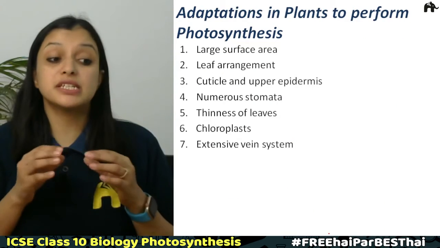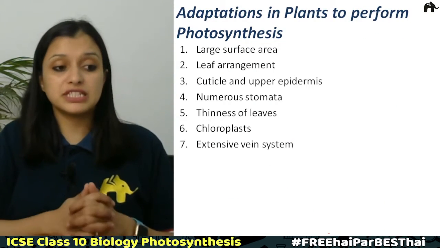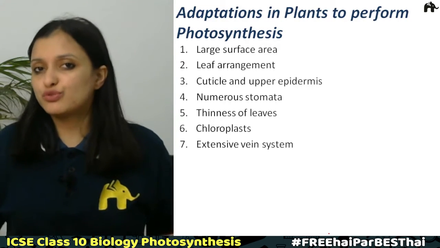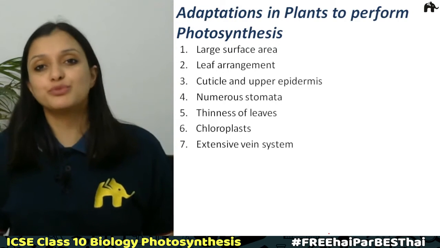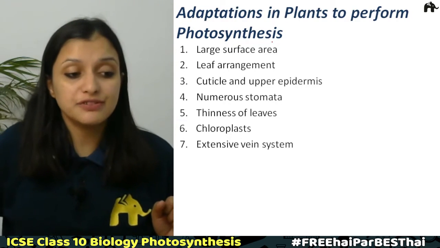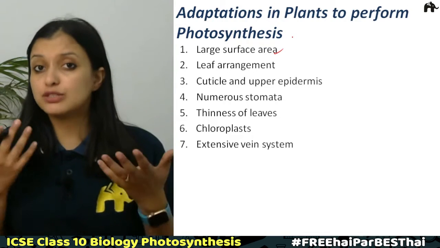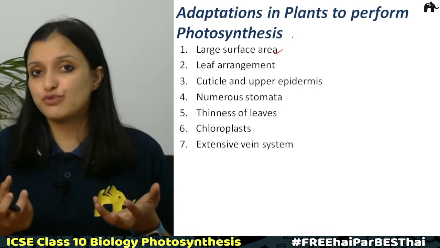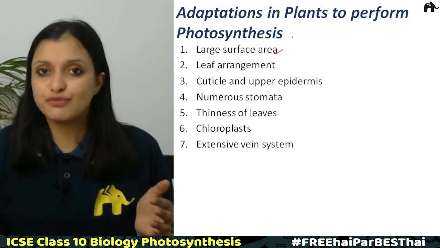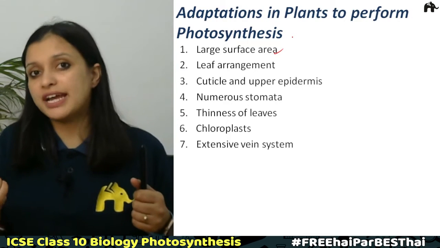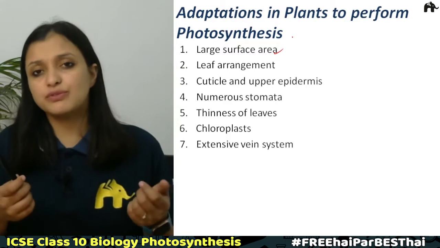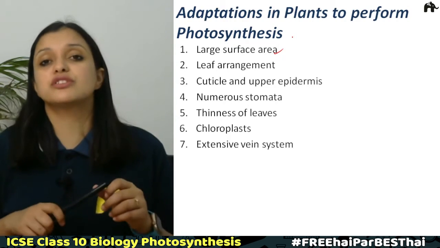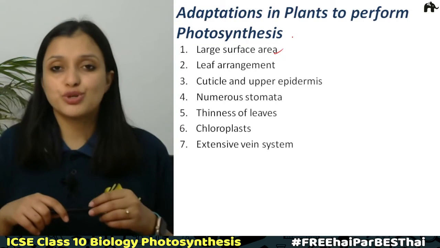Now the adaptations in plants to perform photosynthesis. So we have seen certain adaptations in certain plants so that they can perform more and more photosynthesis, so that they can produce more and more food. So the first one is leaf surface area. So we know that leaf contains chlorophyll, leaf contains chloroplast, which is very essential for photosynthesis. So basically they increase their surface area so that they can trap more and more light and perform photosynthesis. But in some of the plants, it has been seen that the leaves are narrow. This is just to reduce the transpiration that is happening through the stomata of the leaves.